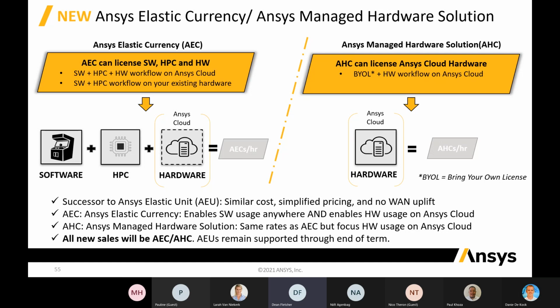So you can use high performance computing licensing for whatever cluster you have, and it works the same in the cloud. Very important that we understand this. If you're using a 120 core cluster in the cloud, you still need to license all the cores, right? It works exactly the same way as if you're using on-premises hardware. So that's what Elastic Currency does. You can use software, you can use HPC, and of course, you can use the hardware.